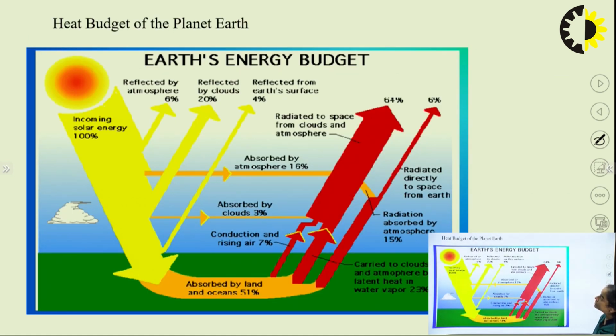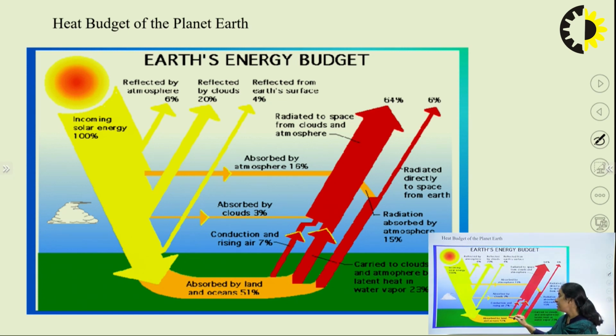So this is the picture where the heat budget of the Earth's planet has been shown. Total incoming solar radiation is 100%. 51% of that energy is being absorbed by the land and ocean. 6% is being reflected by the atmosphere. 20% is being reflected by the clouds. Earth's surface itself reflects 4%. Then the atmosphere will absorb 16%, and 3% will be absorbed by the cloud.